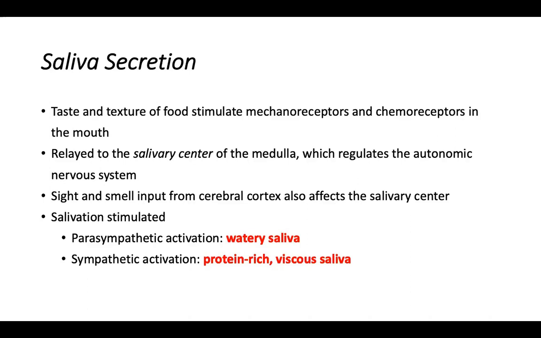Now, the type of saliva is going to be different depending on which division of the nervous system is more active. So if the parasympathetic system is more active, we're going to have a more watery, more fluid, more liquidy content or makeup to the saliva. It's also going to have less protein, by the way. If the sympathetic system is more active, we're going to see more proteins. It's going to be more protein rich. It's going to be more viscous, more of a thick makeup to the saliva.